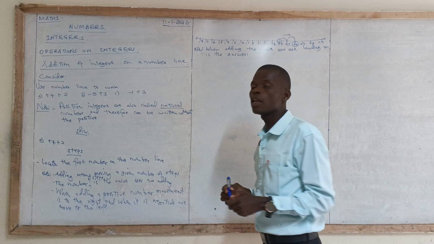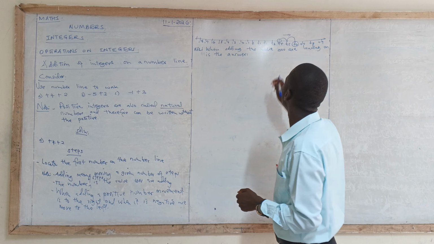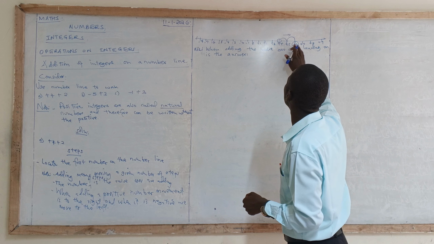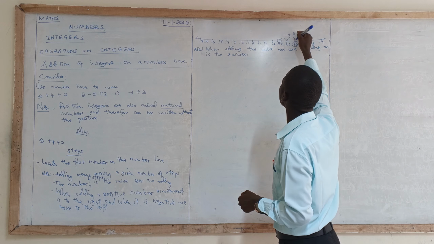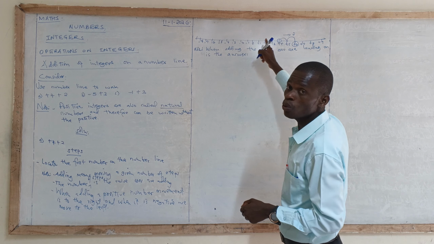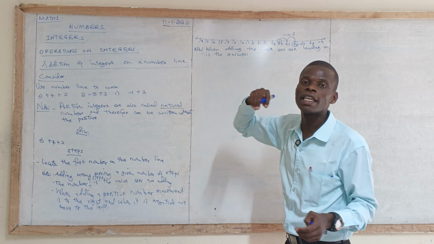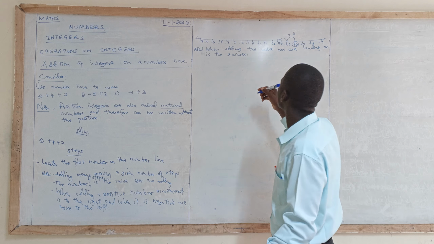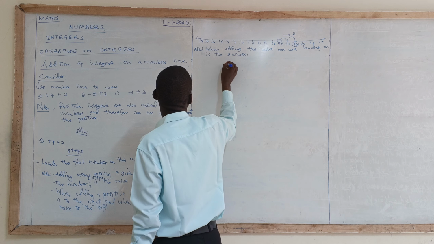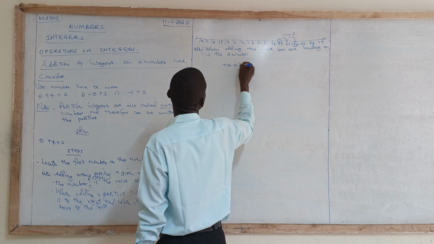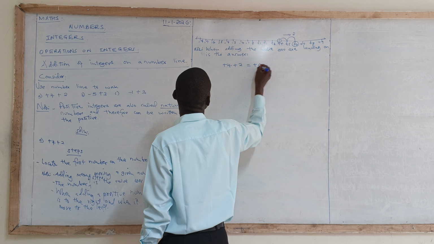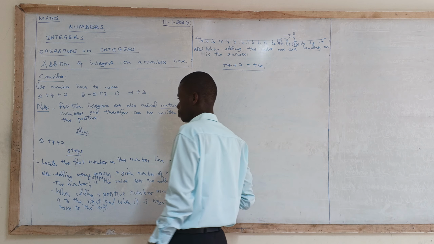When adding, the value you are landing on is the answer. So here, positive 4, positive 5, positive 6. So we move 1, 2. That's now 2 steps to the right. Why is it to the right? Because we are adding a positive number. So what do we say? Positive 4 plus 2, giving us positive 6. Very simple.